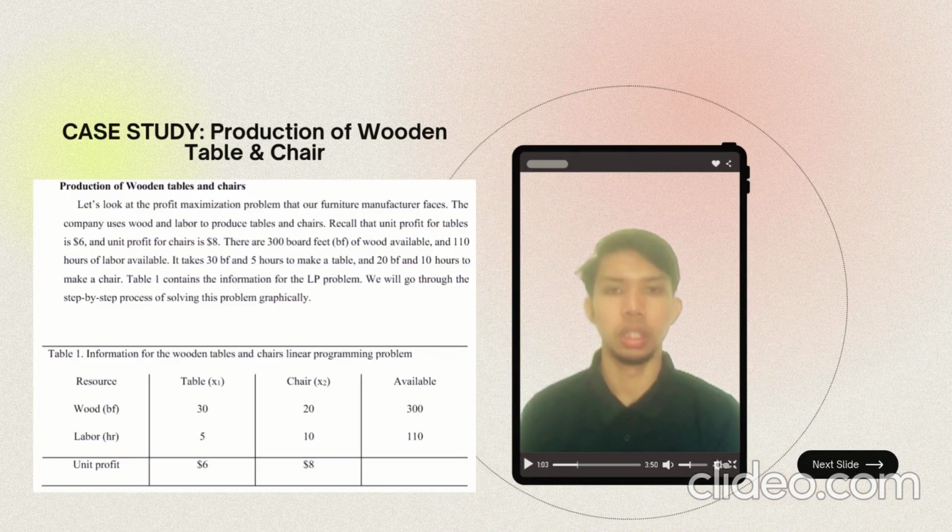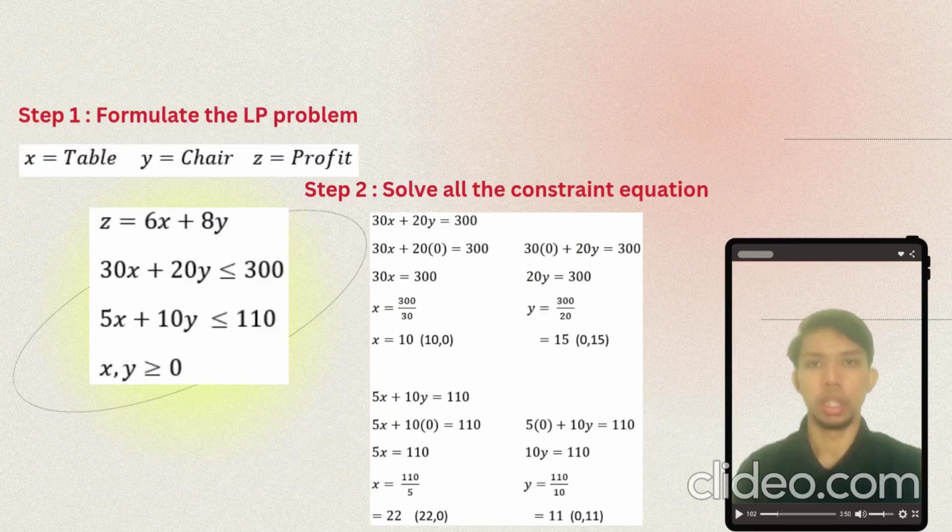As you can see in the slide, this is our first case study question, which is about linear programming by graph for a maximum problem. Now I will solve the case study question using linear programming by graph for a maximum problem. I will show you step by step, from step 1 until the last step, how to do the calculation. Step 1 is to formulate the LP problem.